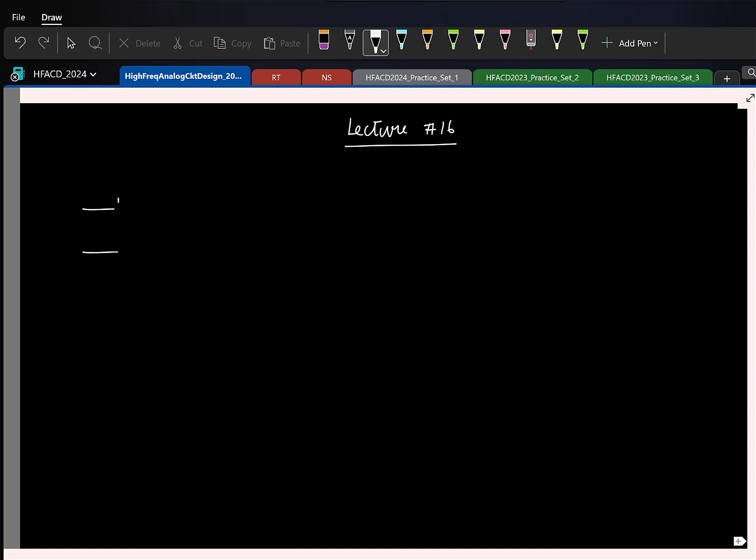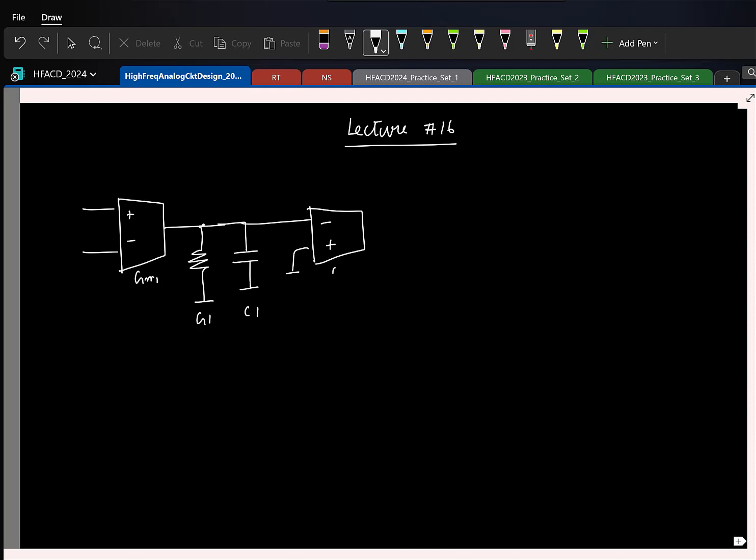So let me just draw a two-stage OTA first. So this is the first stage GM1. Say the conductance and capacitances are G1 and C1. This is the second stage GM2. Let's say this is some G2 and C2. So here, where are the open loop poles lying? Yeah, it's clear the two sections are uncoupled, so we can directly write it as G1 by C1 and G2 by C2. And you might know that they might be close by. So our goal is to make sure that the two are far apart, right?